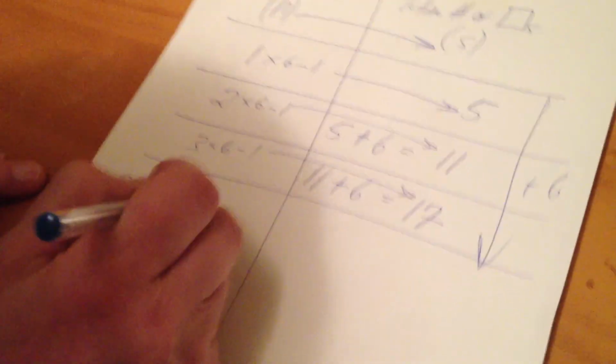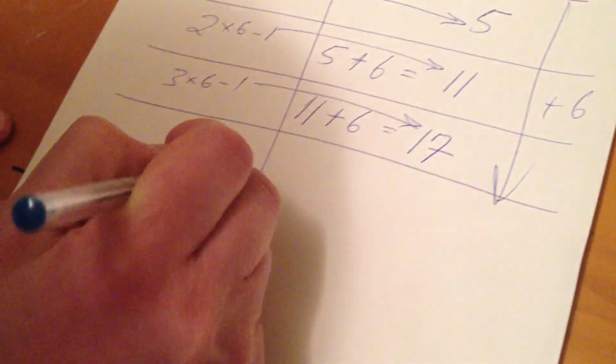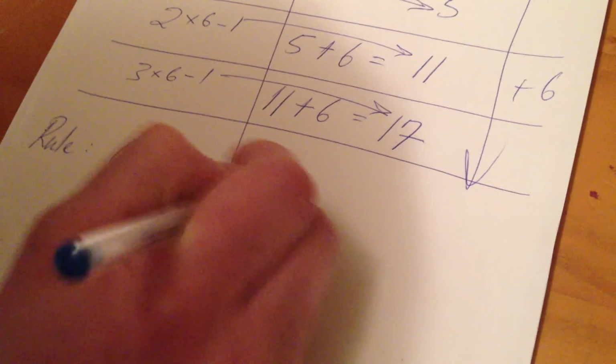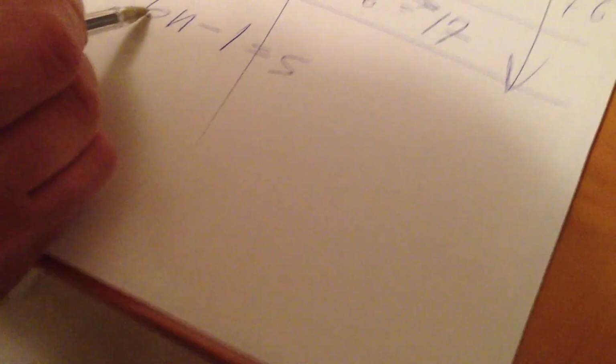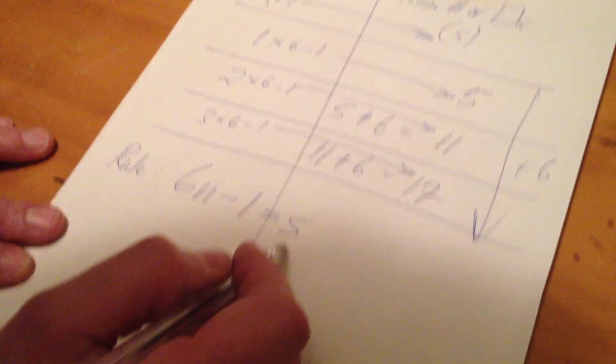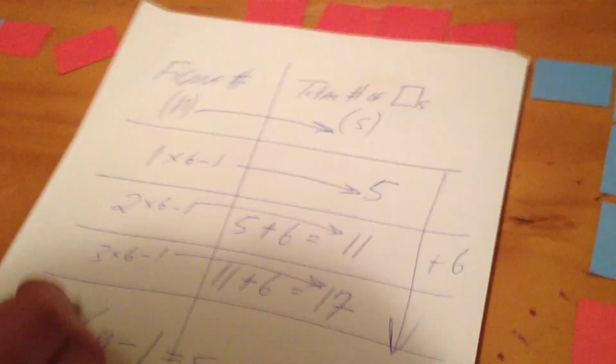So our rule now using variables would be 6n minus 1 equals s. So the figure number times 6 minus 1 gives us the total number of squares. This is our algebraic expression.